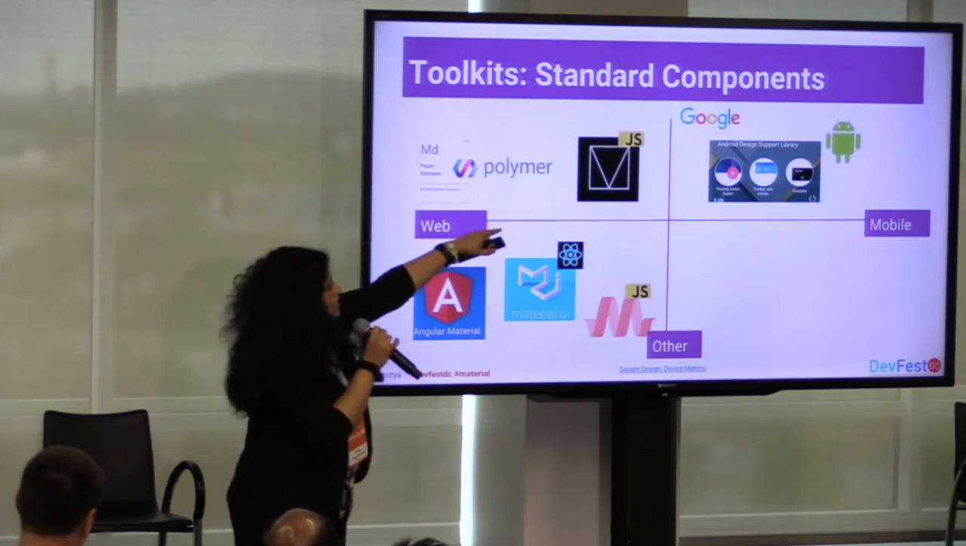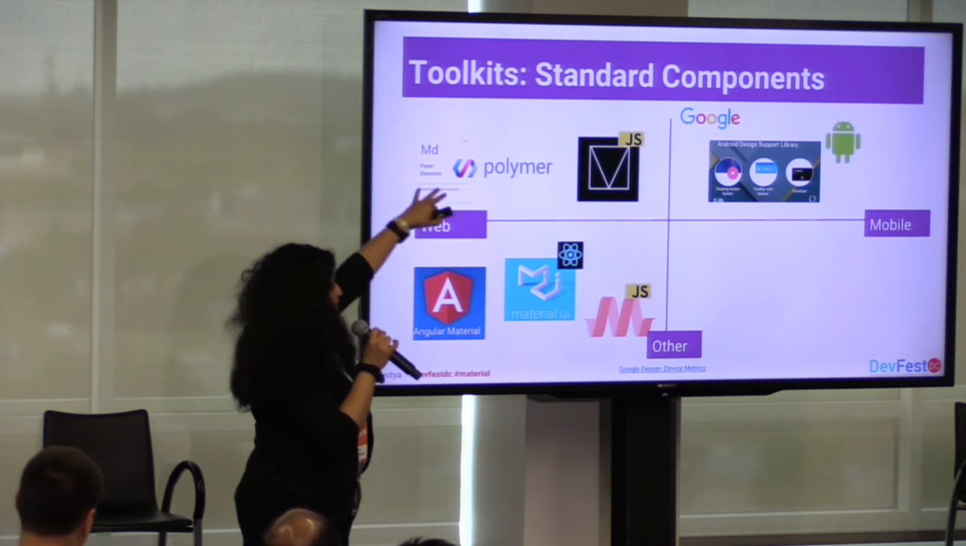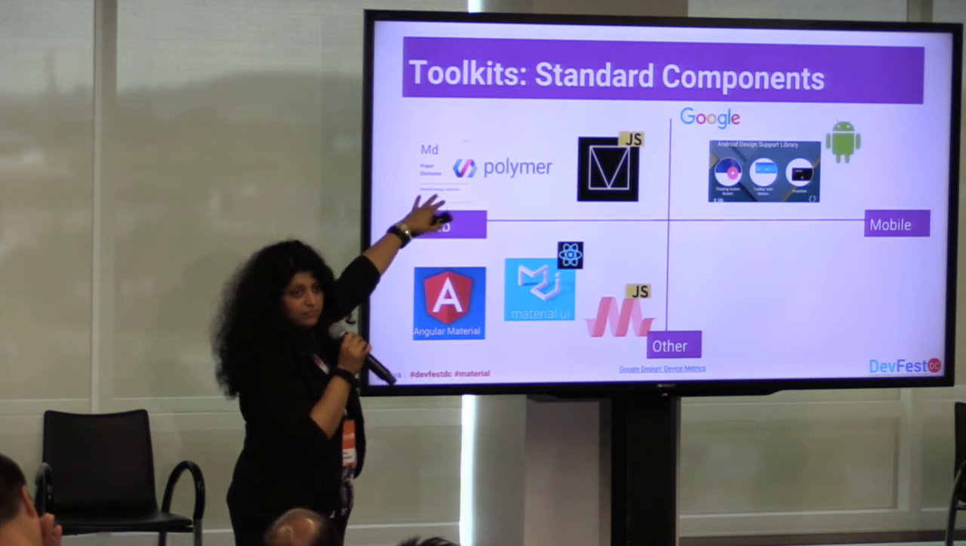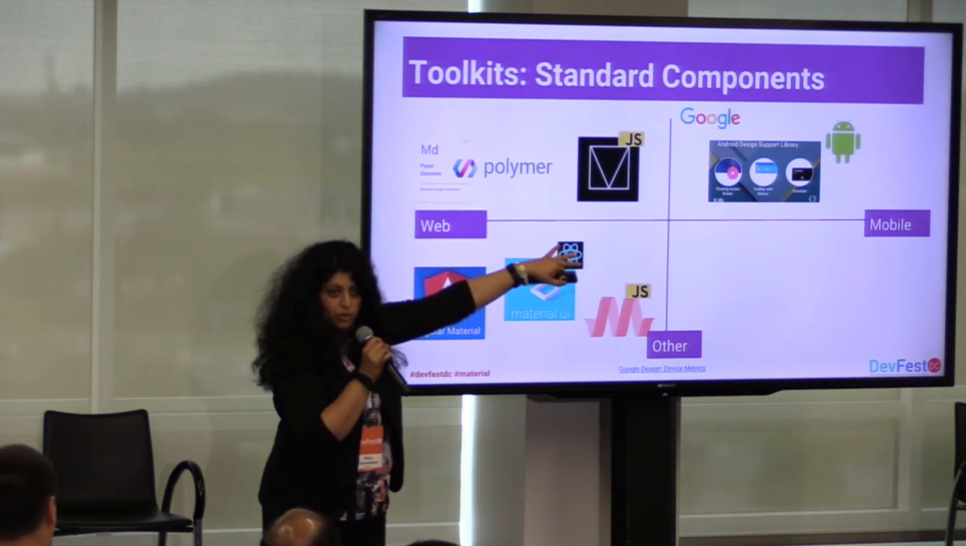So you can get toolbars, you can get cards, you can get image holders, whatever you like, and it's as simple as putting that element in your HTML. Since most of you are not familiar with this: this targets Google's strategy in the web, and that targets Google's strategy in mobile.